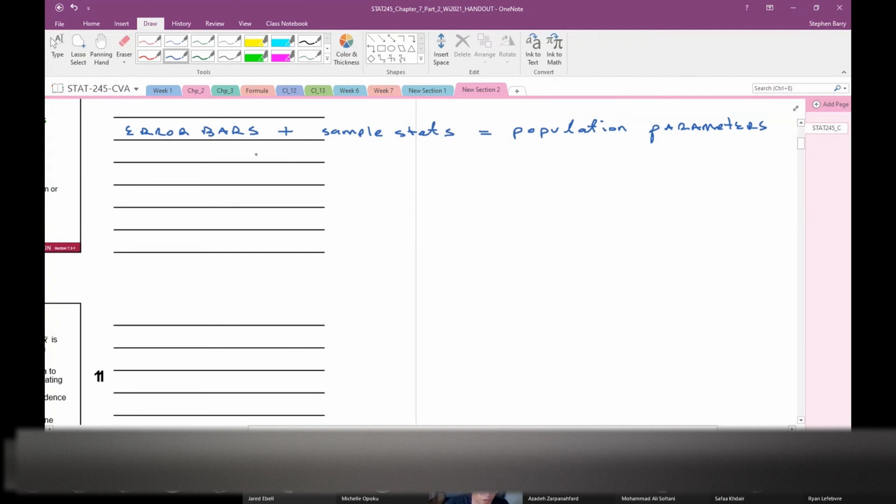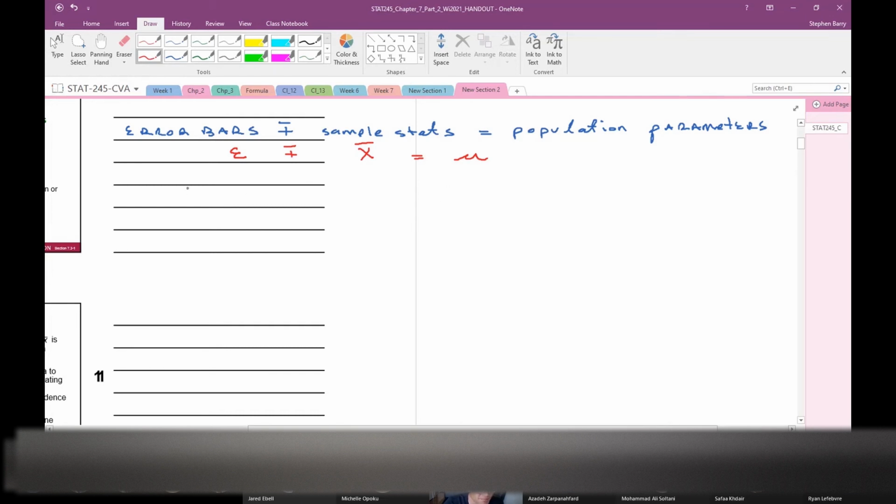Right, so what we learned to do is, the error bars, we abbreviate that with the symbol E. And this, like a sample statistic that we did yesterday, would be the average or the mean, right? And that gives us the population parameter, which would be the actual average. I guess plus or minus would be the more accurate way of doing it.